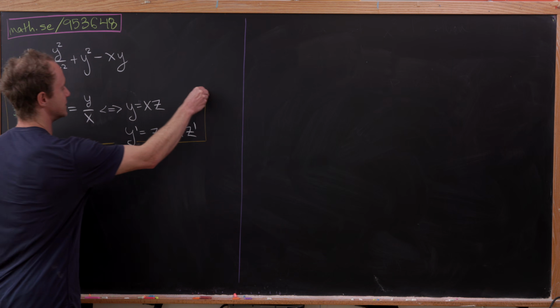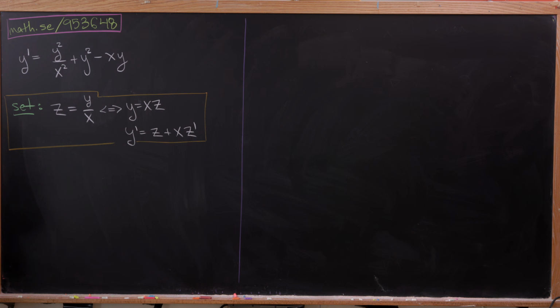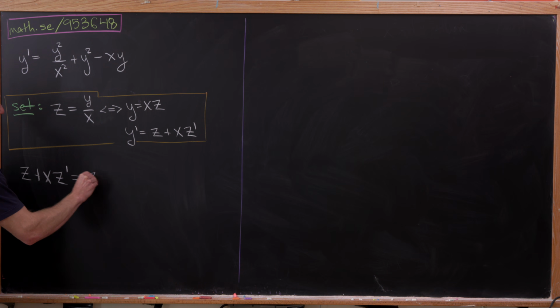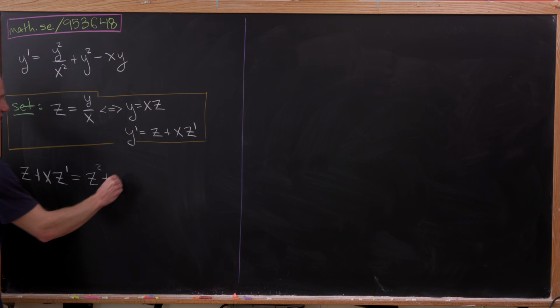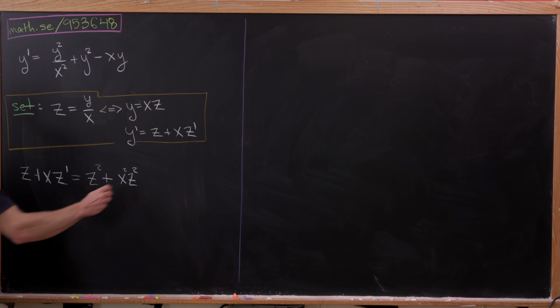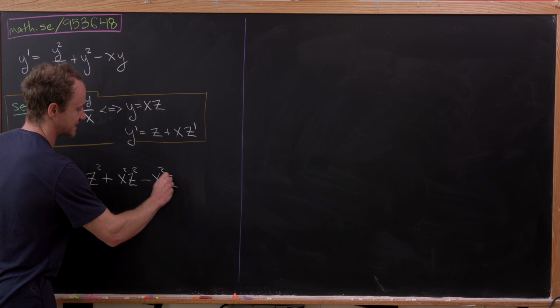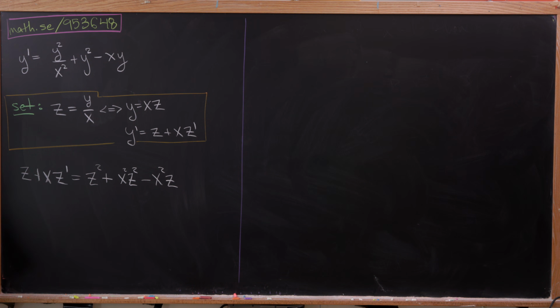So now what I want to do is take this substitution. Notice we've got a way to substitute for y and y prime and see what happens to our differential equation. So this left-hand side becomes z plus x times z prime. And then the right-hand side becomes z squared plus xz, both squared, so x squared z squared. And then minus, let's see, x times y is going to be x squared z. So this is what we've got at the moment.